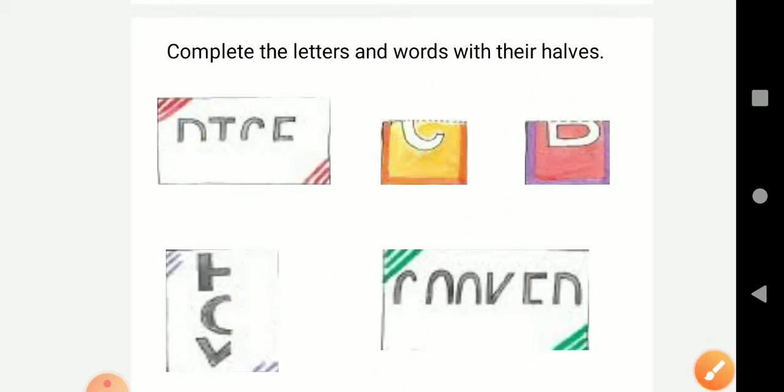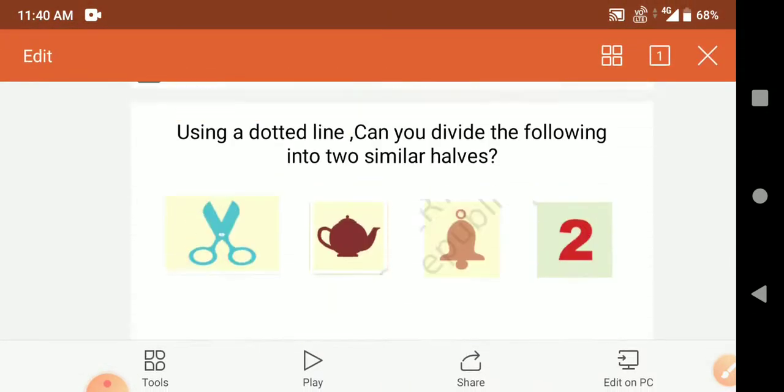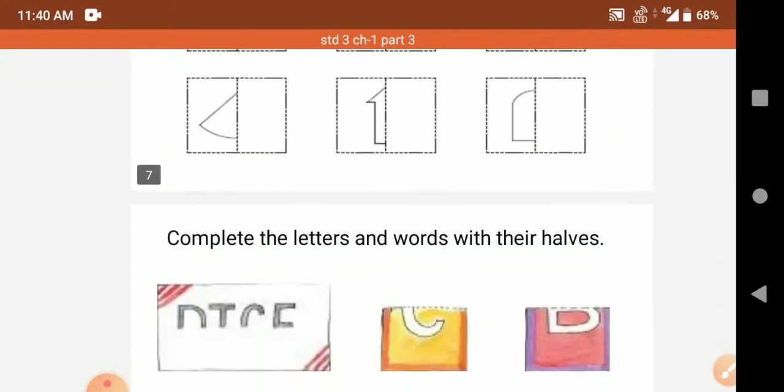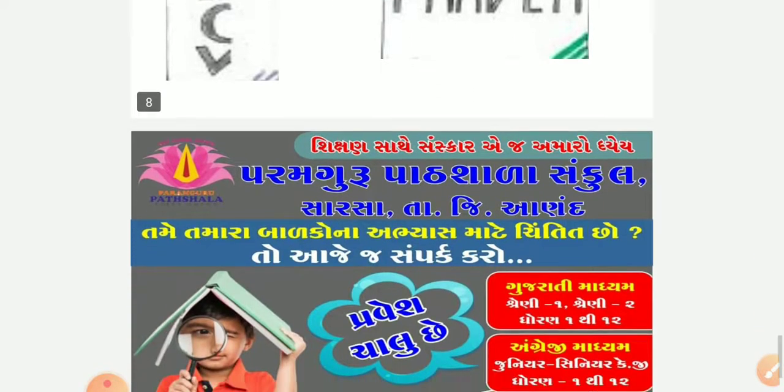In this video we learned different types of patterns formed with the help of dot grid, side view, top view and front view. Then after half, similar half, and complete the letters and words with their half. Thank you.